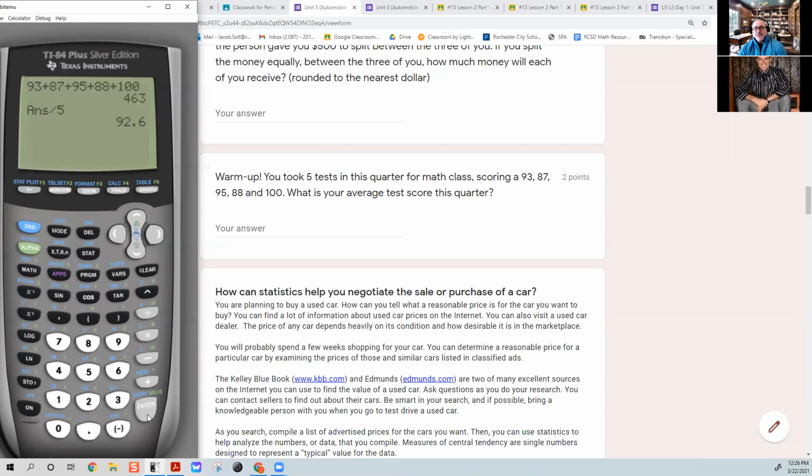So that is the average test score of this quarter, right? If you think about the average as a balancing point, if all the numbers were to be equalized into one test score for 5 different tests, that equalized score would be 92.6. All right, that's kind of how to find an average.